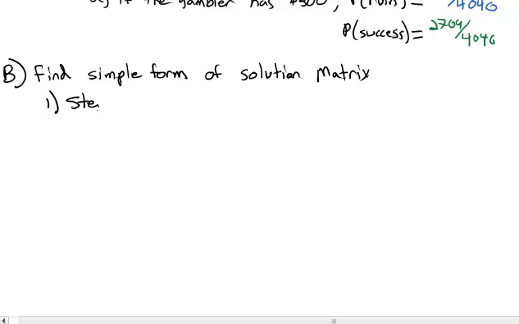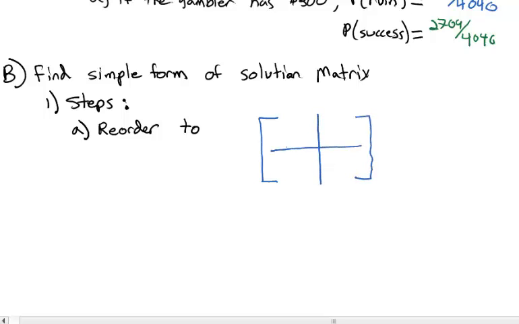We're going to follow 3 steps. First step, we are going to reorder the original transition matrix to look something like this. We're going to make it an augmented matrix with 4 sections. How we're going to set those 4 sections up is the top and the left are going to be the absorbing states. The bottom and the right are going to be the non-absorbing states.